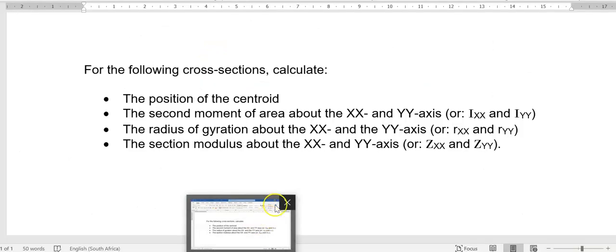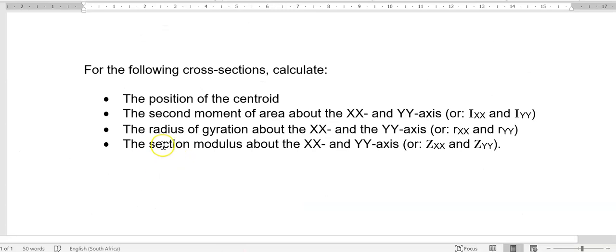But in TOS we're going to take that a lot further. After the position of the centroid, that means bar x, bar y, determine the second moment of area about the x and y axes, or in symbol form Ixx and Iyy. Then determine the radius of gyration about the xx and yy axes, or rxx and ryy. From the notes I gave you yesterday, you'll see where those symbols come from. And then the section modulus about the xx and yy axes, or Zxx and Zyy. So let's work through that first bullet point and see if we get the correct answers.